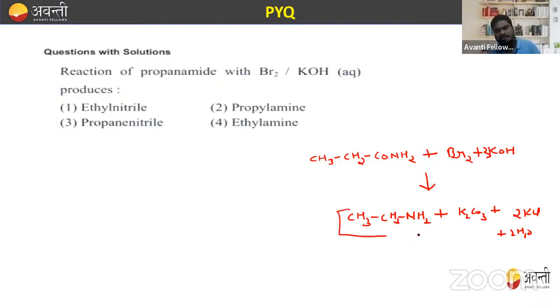So what is the correct answer for this question, beta? That is option number 4, ethylamine, right? So ethylamine is the major product, or we say the product formed when the propanamide is treated with Br2 and KOH, right? So I hope there is no problem in this. Is it clear to everyone?